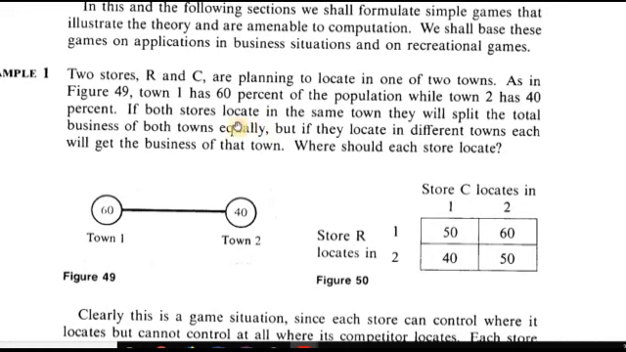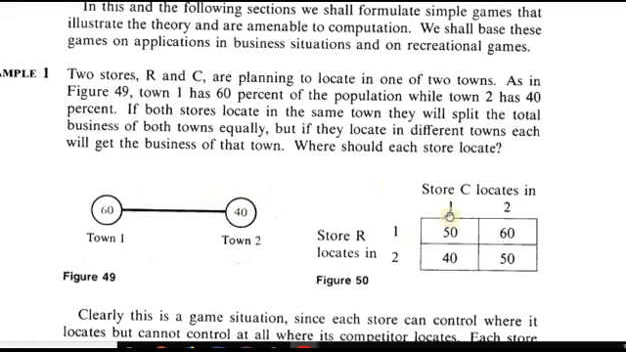Well, the payoff is determined by this. If both stores locate in the same town, they'll split the total business equally. But if they locate in different towns, each will get the business of that town. Right? So we can set up the alternatives as a matrix, kind of like the linear programming data box that we had before. The options for store R are to locate in town 1 or town 2. The options for store C are to locate in town 1 or town 2.